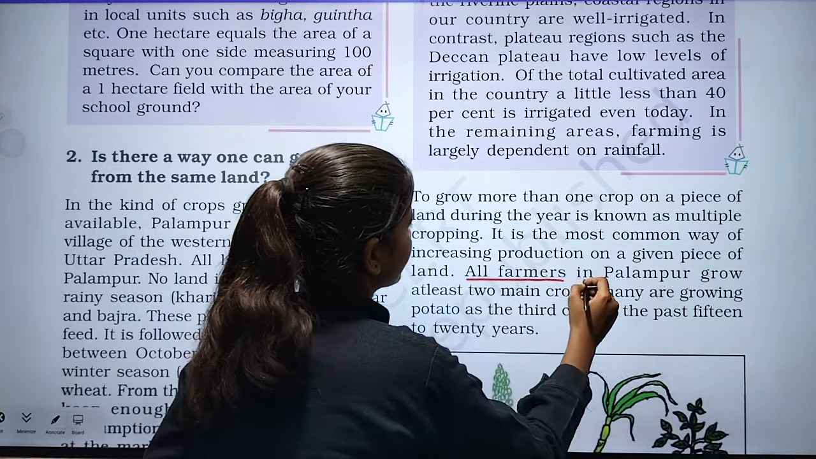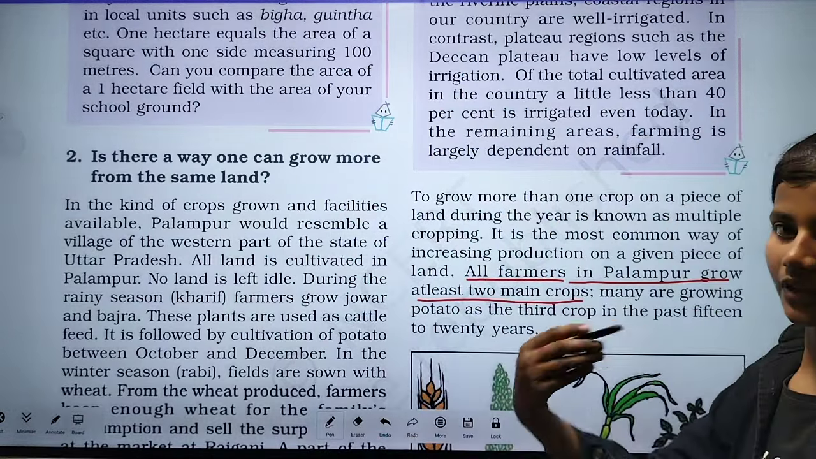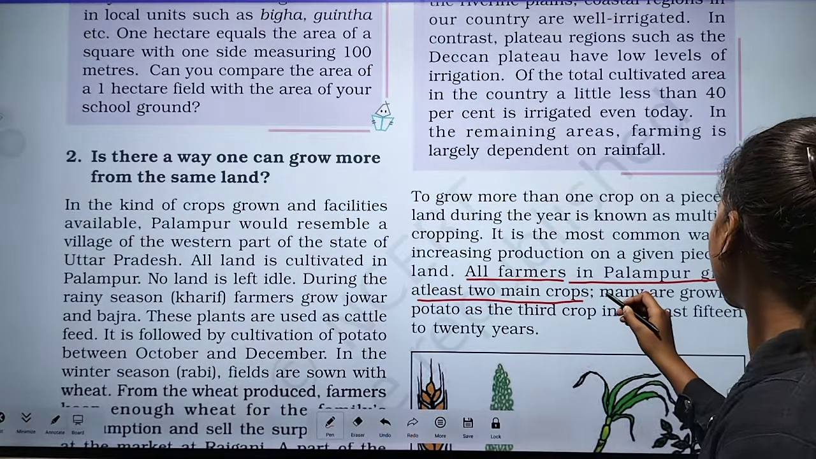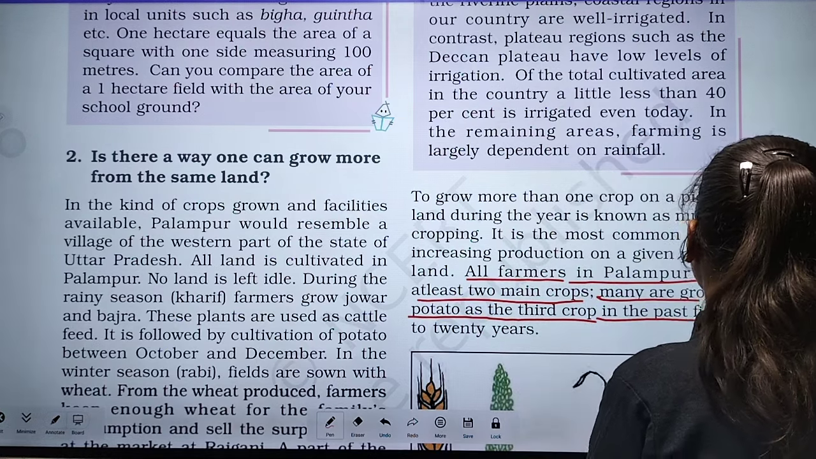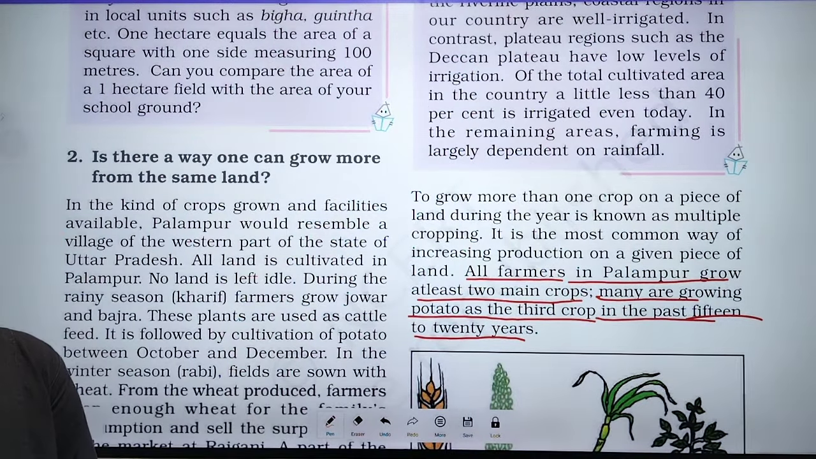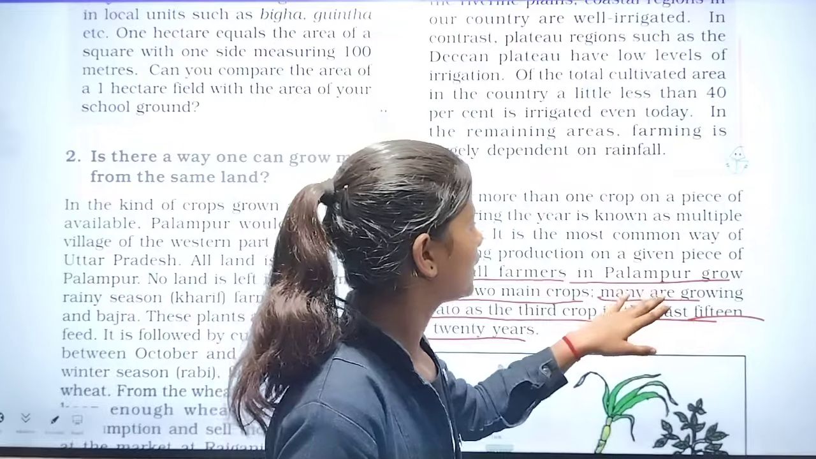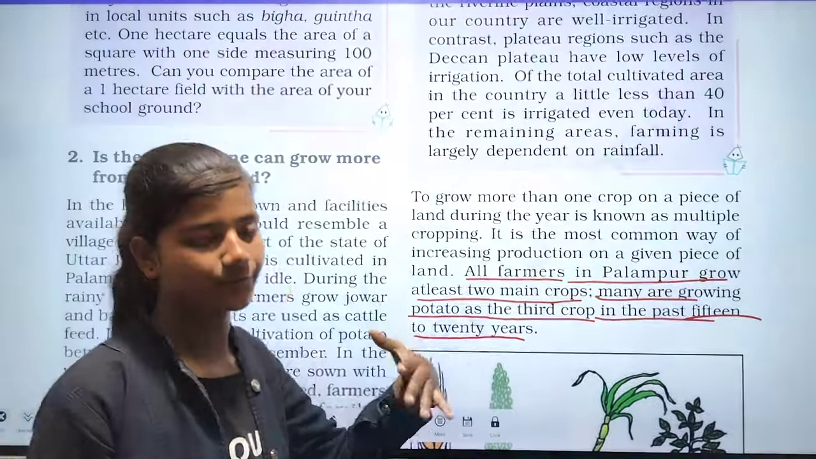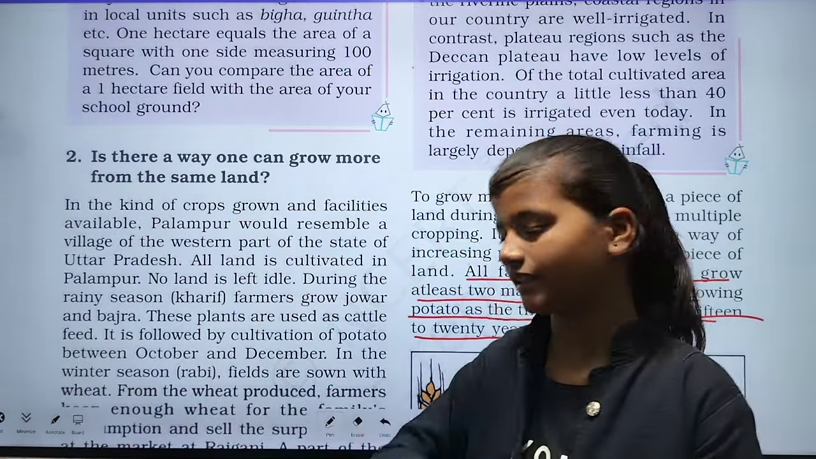All farmers in Palampur grow at least two main crops. Many farmers are growing potato as the third crop in the past 15 to 20 years.